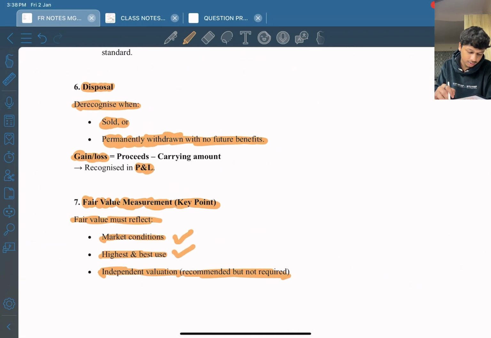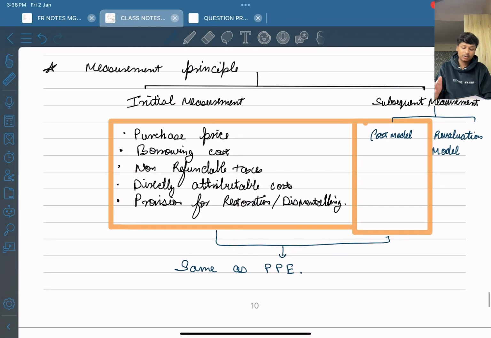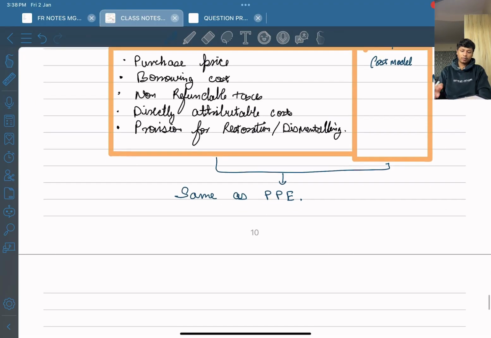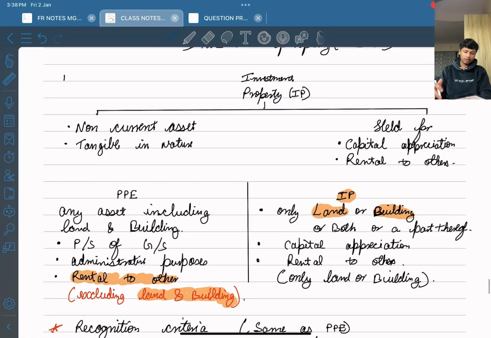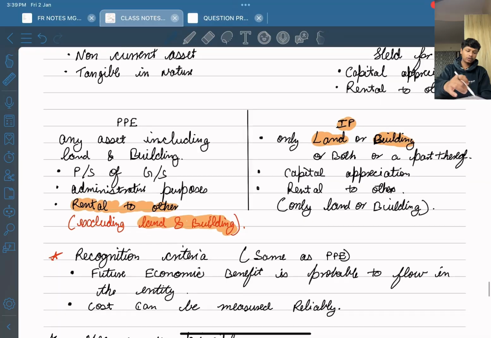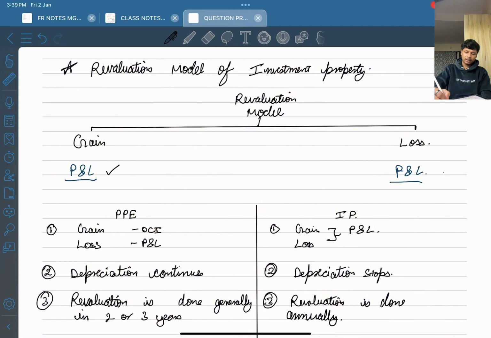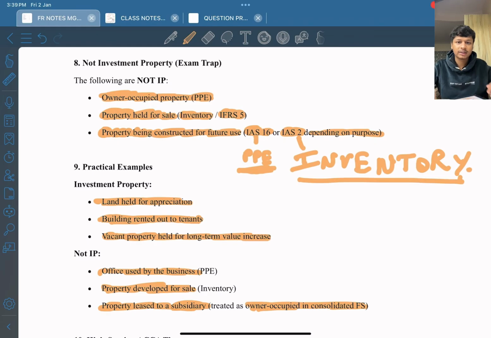So that is it for investment property as well, because majorly things are same as property, plant and equipment, and we have spent a lot of time on property, plant and equipment. There is only a difference in the revaluation model of investment property, which I already told, that there is no purpose of OCI in this. So we will be seeing P&L only while measuring the gain and loss. And we have also studied the difference between the two. So that is it for today's lecture.